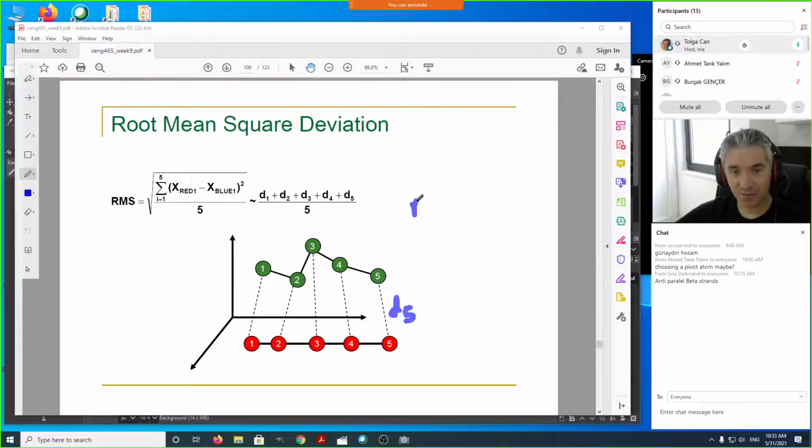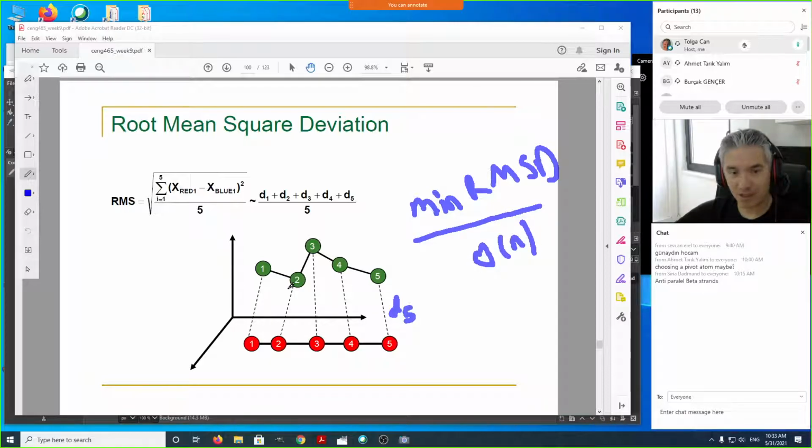But let me ask you, is it the minimum RMSD between these two structures? The minimum RMSD can be computed in linear time, provided a matching between those two. Now let me ask you a question. What you see on this slide tells us that this is the RMSD. Is it the minimum RMSD that is possible between these two structures? Or is the minimum RMSD between these two structures zero? Let me ask you two questions. Can the minimum RMSD between these two structures be zero?